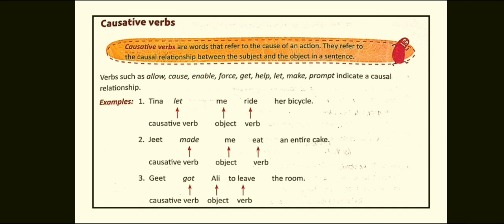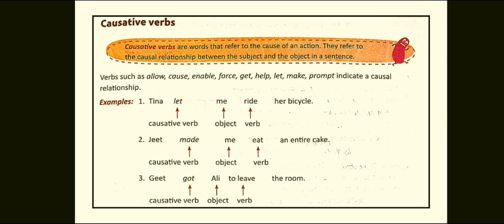For example, Tina let me ride her bicycle. Here let is the causative verb, me is the object, ride is the verb. The use of the verb let in sentence 1 means to allow someone to do something, that is the action of the speaker. That means riding Tina's bicycle is the action of the speaker, the effect or result of Tina's allowing the speaker to do so. So here the structure is: let plus someone, here someone is me, plus verb.